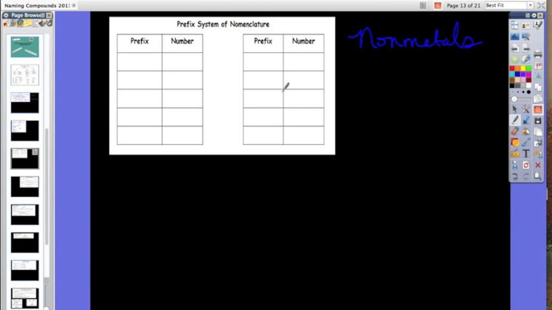And we use a prefix system for the nomenclature. Nomenclature means naming system. And so the prefix that we actually use for this, some of them you may already know. We're going to go up to 10. So we've got 1, 2, 3, 4, 5, 6, 7, 8, 9, 10. Okay, you've probably heard of the prefix for 8, which is octa. And in gasoline you have octane, which means it has 8 carbons in it.